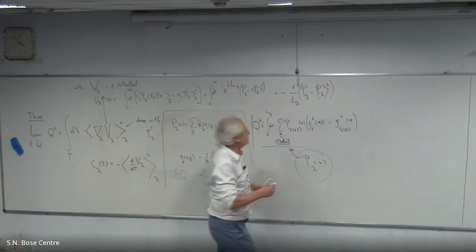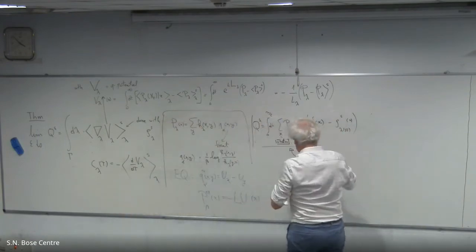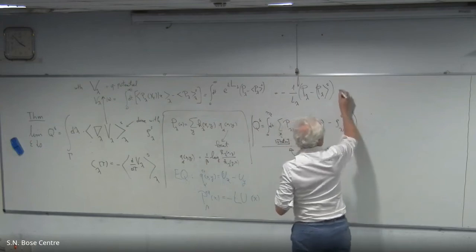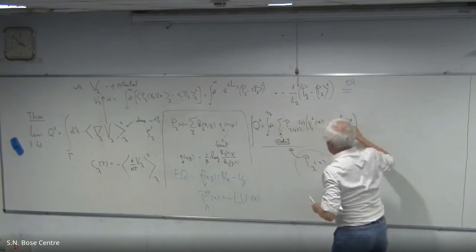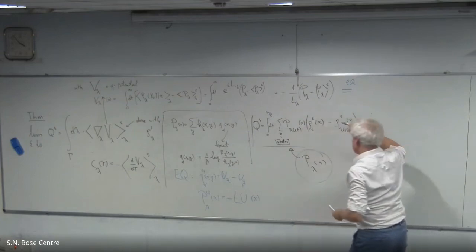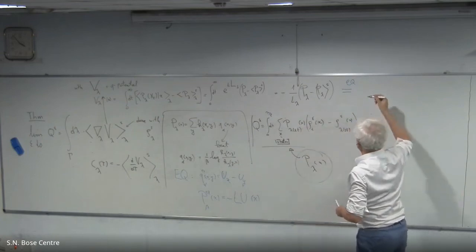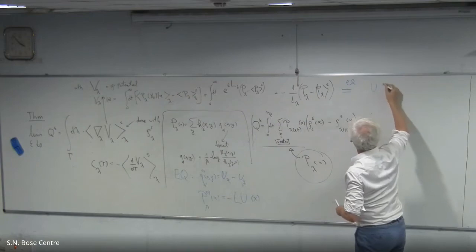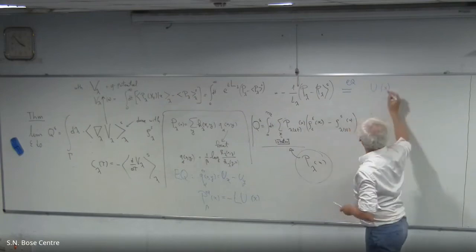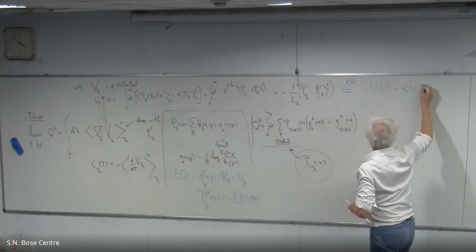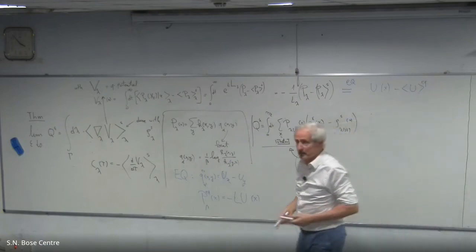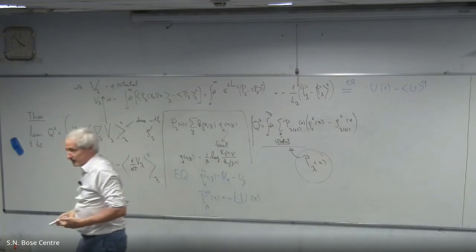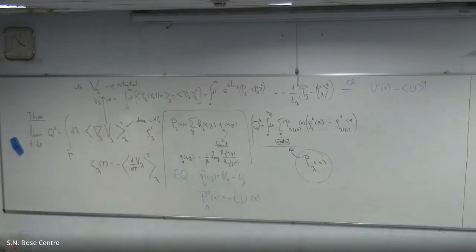Okay, so what is it? In equilibrium, we just get minus minus, so I get, if I'm not mistaken, exactly U minus U. This is what I get in equilibrium. So in equilibrium, you get that the V is just the energy minus its equilibrium value.